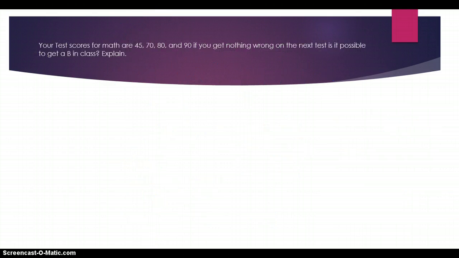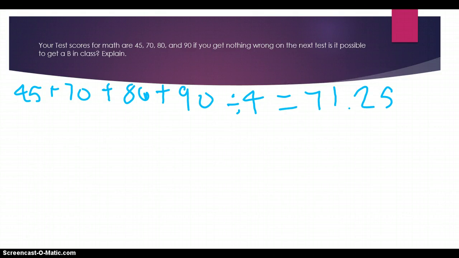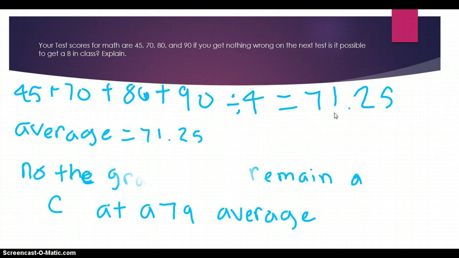Your test scores for math are 45, 70, 80, and 90. If you get nothing wrong on the next test, is it possible to get a B in class? Explain. First, to get the average, I added all the test scores together and got 45 plus 70 plus 80 plus 90, and then I divided it by 4 and got 71.25. The grade will remain a C at a 79 because the average is a 71.25.